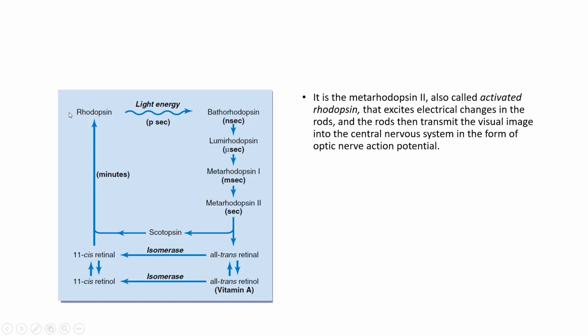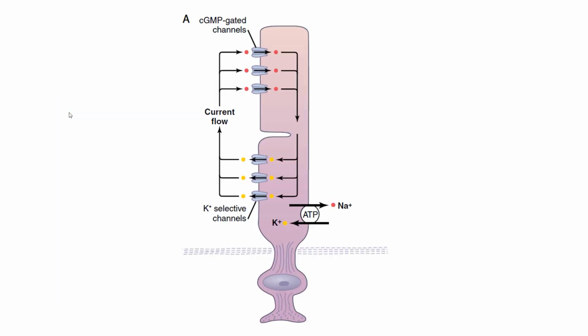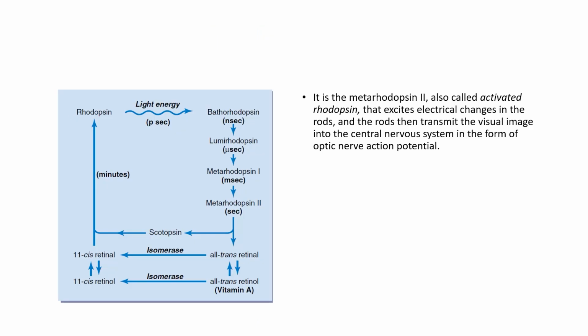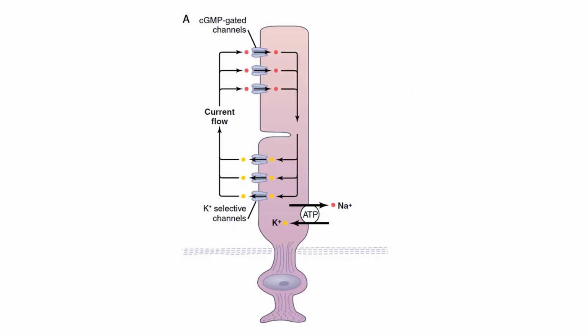So this keeps going. But to understand what happens during the light and during the night, we have to understand what happens when this rhodopsin gets activated. To understand that, we have to look at the outer and the inner segment of the rod. In the outer segment of the rod, we have a sodium channel that is cyclic GMP gated. This sodium channel is kept open by the cyclic GMP, and when there is a decrease in the cyclic GMP, this sodium channel gets closed.